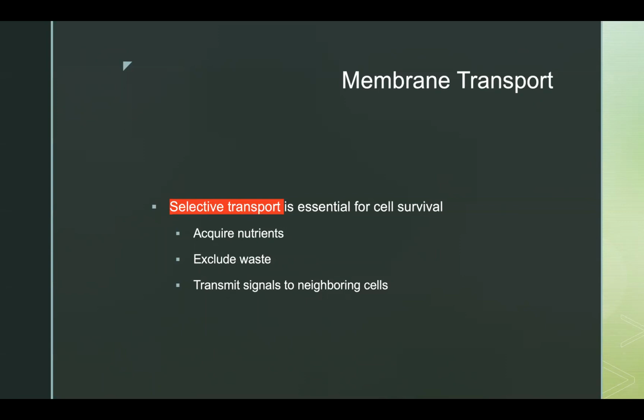Why? This is how cells are going to acquire the nutrients that it requires, or needs. This transport is going to allow for the removal of waste. So we're understanding this is a living organism. It requires nutrients, and in turn, it's going to generate waste. So we've got to have ways and mechanisms to remove this waste from the cell. We've got to have a way for, again, communication and signaling. So these transport activities are going to facilitate the transmission of signals to neighboring cells.